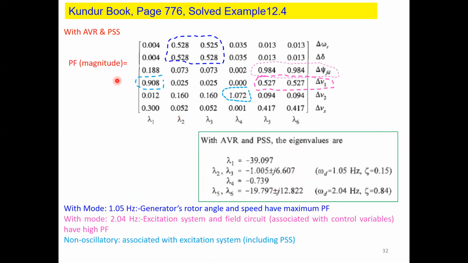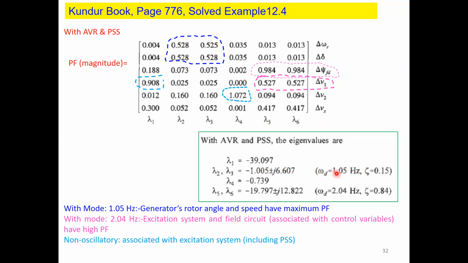And when you obtain the participation factor here, you go this way, these are the state variables. You go this way, these are the eigenvalues. What do you find here? These are state variables. Now look, because lambda 2 and lambda 3 were complex eigenvalues, and they have higher participation factor here.